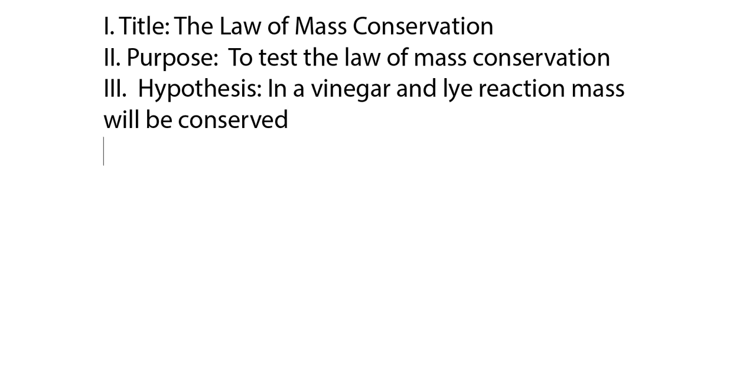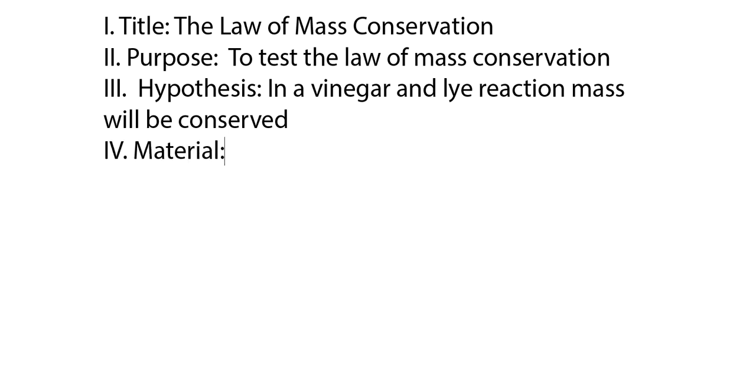What we're going to do is react the lye and the vinegar together along with the pH indicator, which will show us that a chemical reaction has occurred. One of the indications of a chemical reaction occurring is change in color. We're going to weigh the mass of the whole apparatus and all the chemicals before and then after, and we're going to see that hopefully they're the exact same.